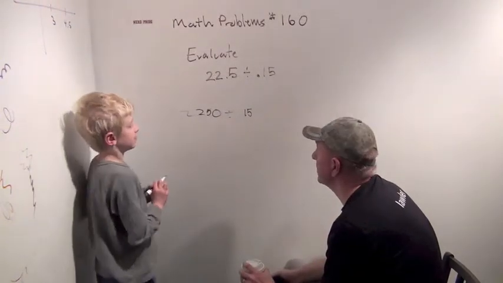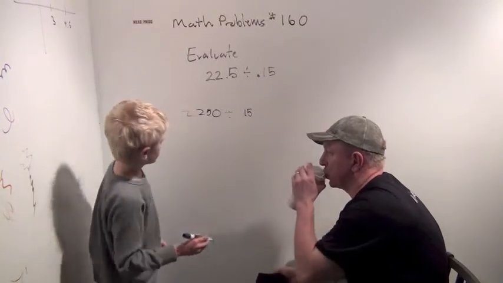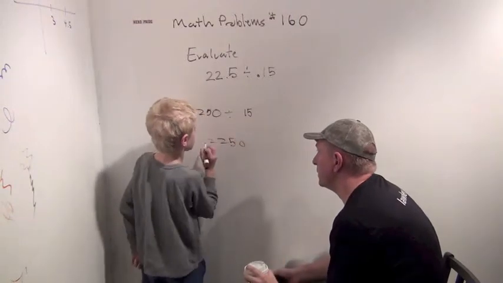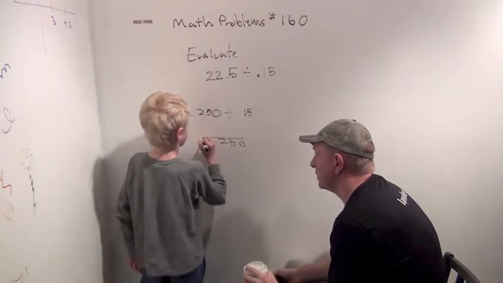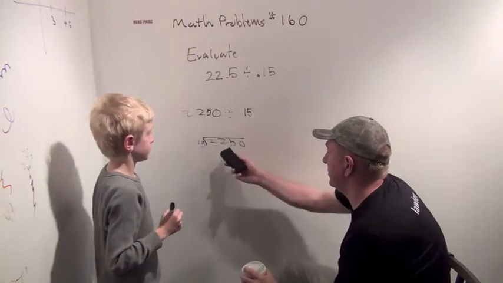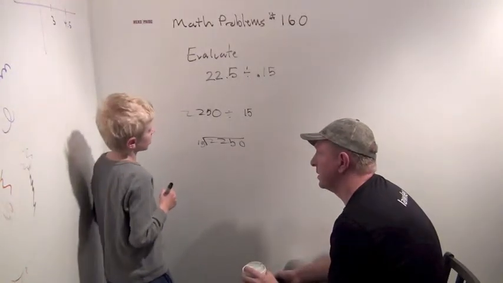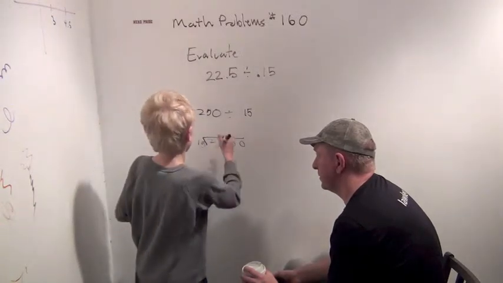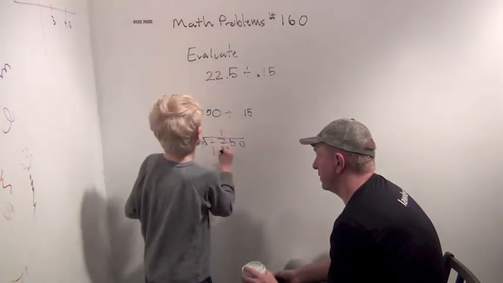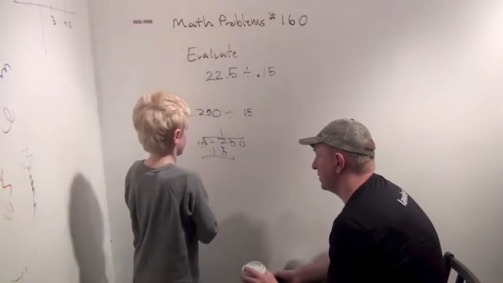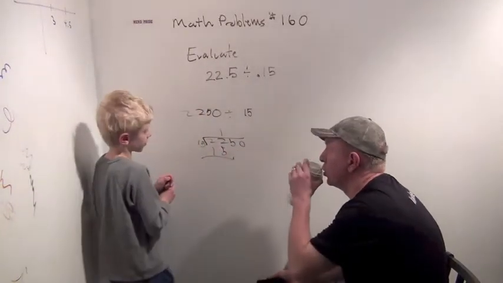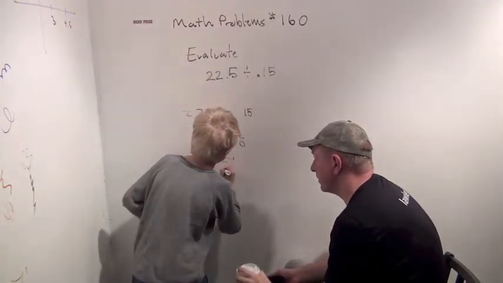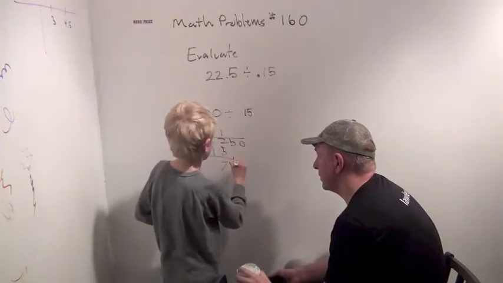So now we can put it in long division. So we have 2,250 divided by 15. And now 15 goes into 22 one time. That's 15. And then the 7. And then you bring the digit down.